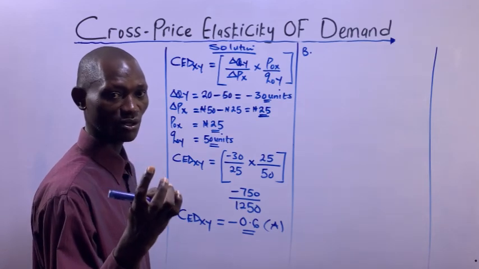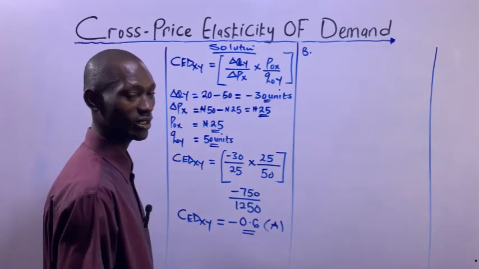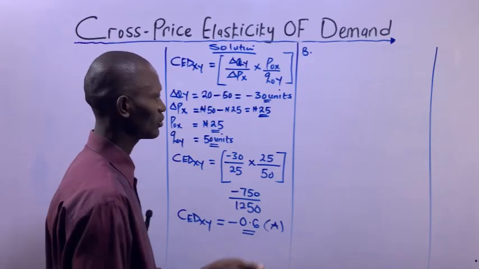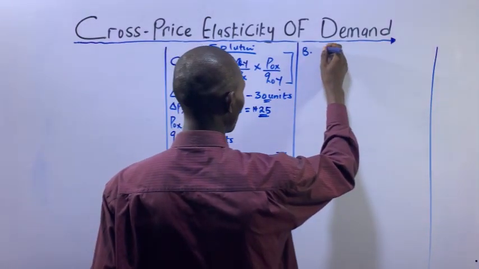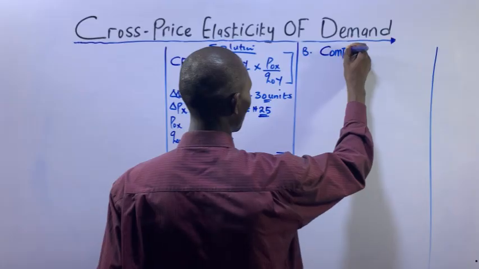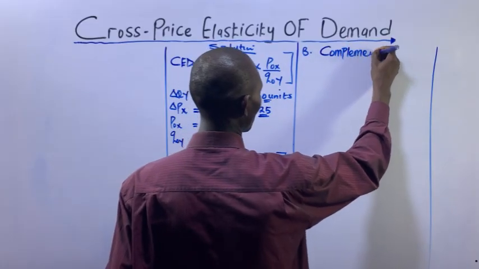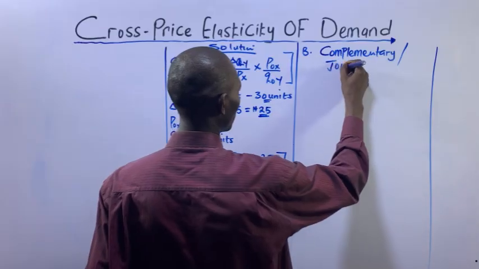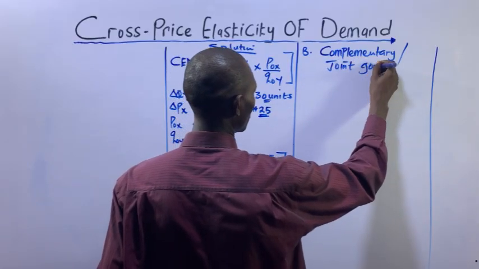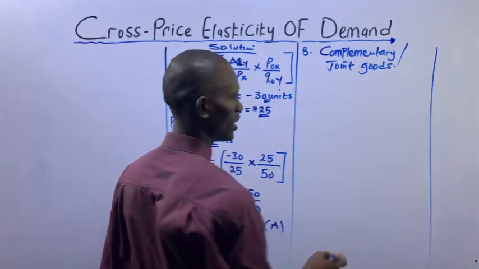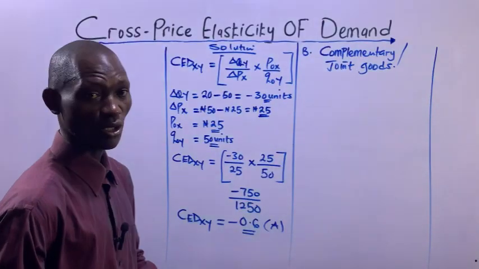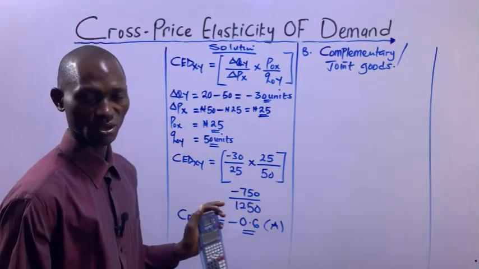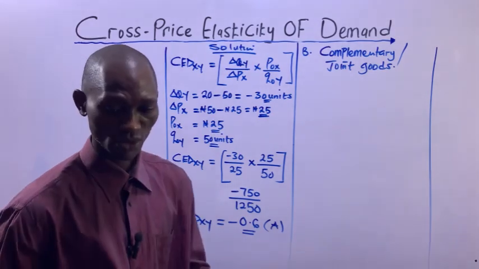One, two, going, gone. So that's complementary goods or joint goods. So it's interpreted as complementary slash joint goods. So joint or complementary goods, that's the interpretation. So I hope this is understood. All right, very good.